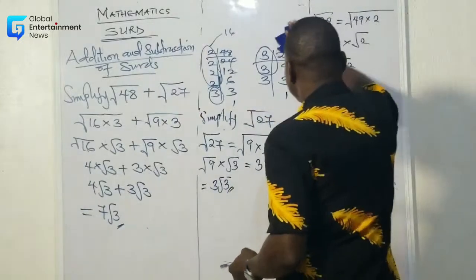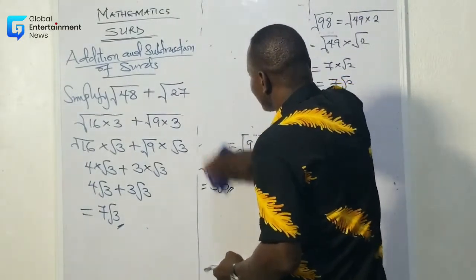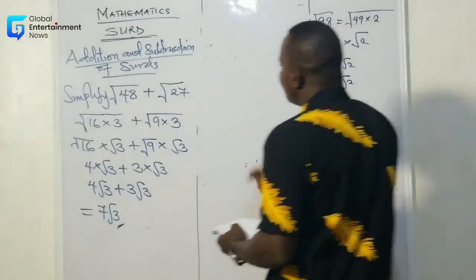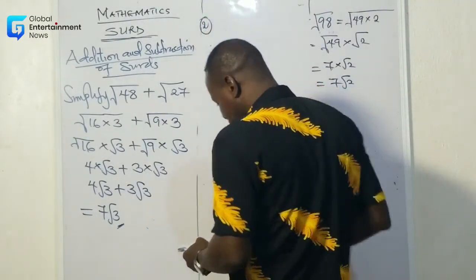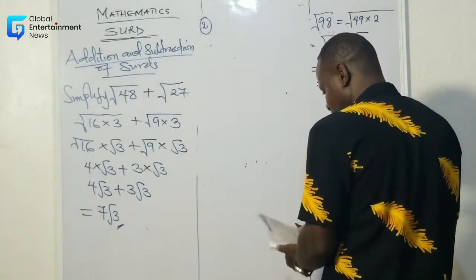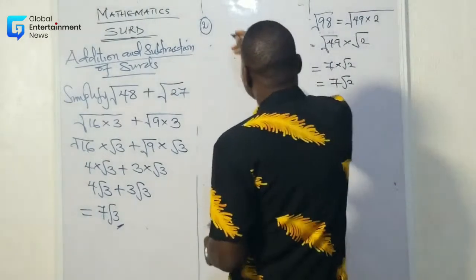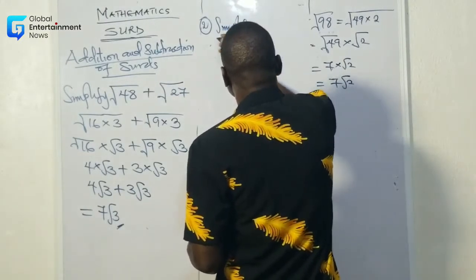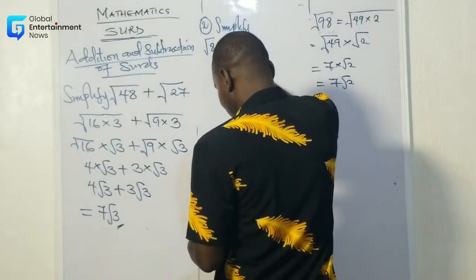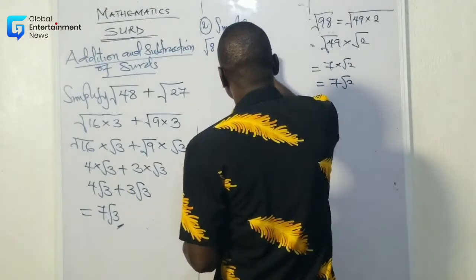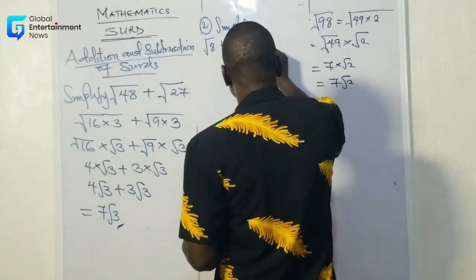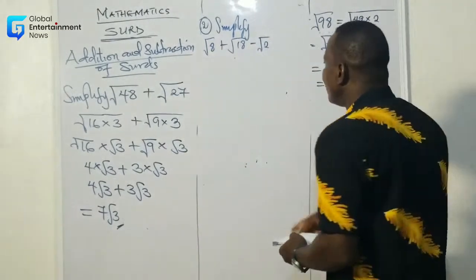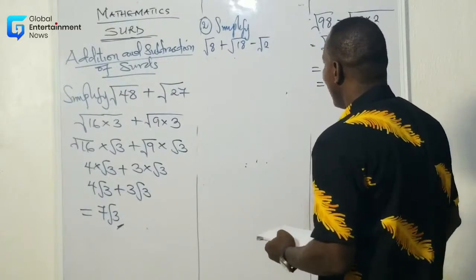Let's work on more examples. Now, another example. Let's assume we have: simplify root 8 plus root 18 minus root 2. Simplify root 8 plus root 18 minus root 2.